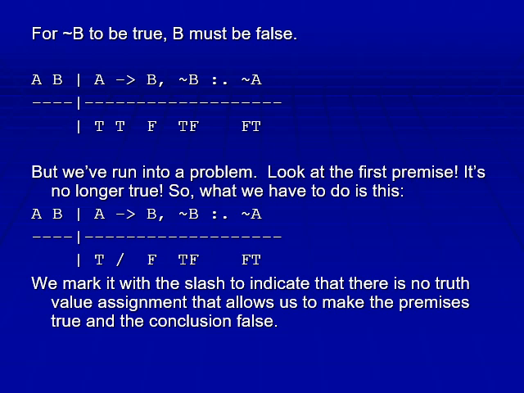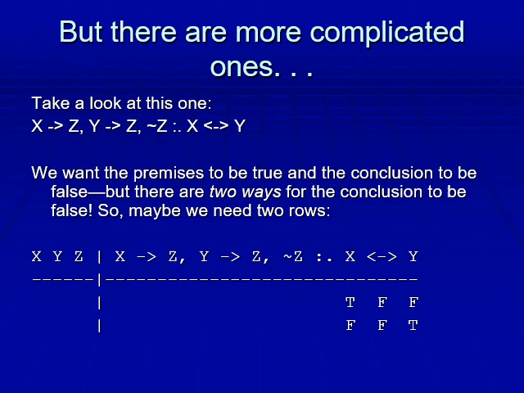If A, then B, given the assumptions we've started with, where A is true and B is false, well, that'll be false. So, we mark that with a slash instead to indicate there's no truth value assignment that allows us to make the premises true and the conclusion false. That's how you detect a valid argument. Of course, there are more complicated cases. We'll take a look at one more complicated one.